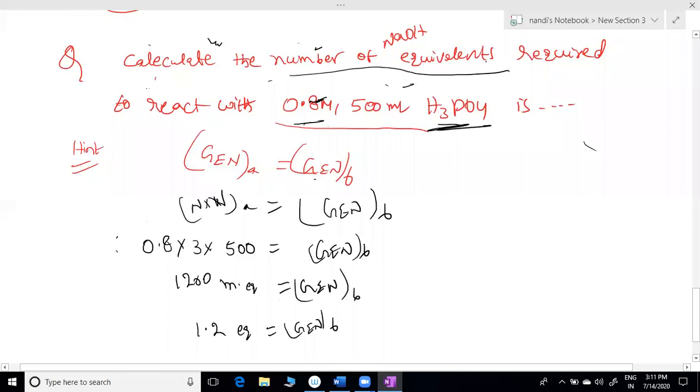Now only, 1200 equivalent, because V ml I am taking, 500 is ml or liters? If I take ml it means milli equivalents. Milli means 10 power minus 3 or not? What does milli mean? What is the value, sir? 10 power minus 3. So this is milli equivalent because we are using ml.